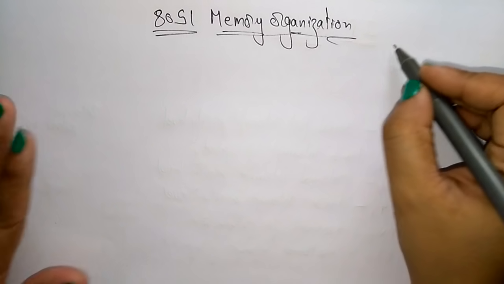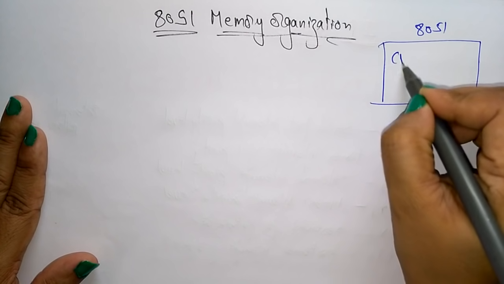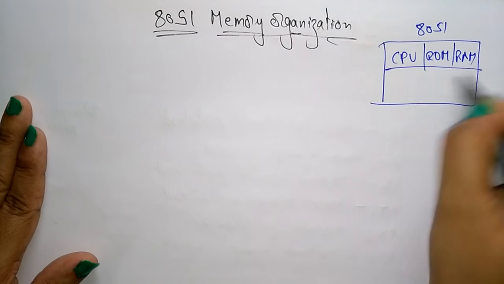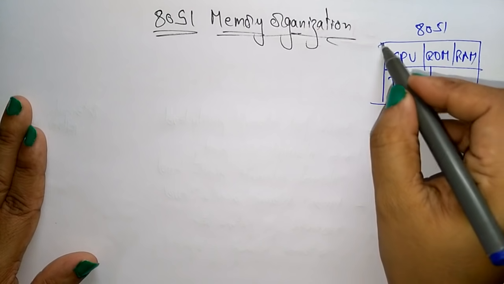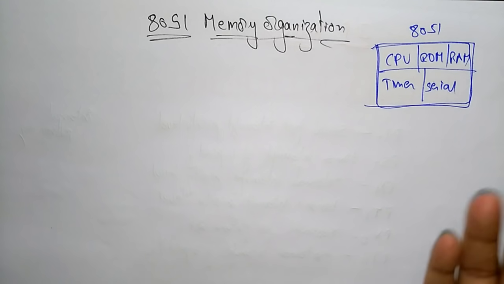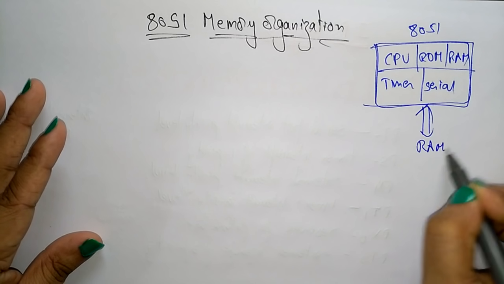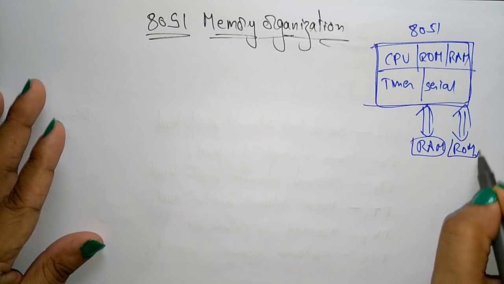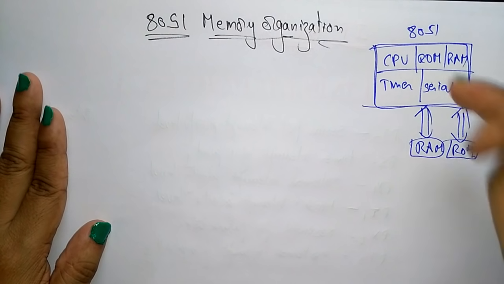So I already said this 8051 microcontroller is everything is inside, means the CPU, ROM, timers, serial ports, everything will be present inside the chip. So inside or outside, whatever it may be, if you want you can add the external RAM and the ROM. Other than this, you can connect the external chips also. So how the memory is organized internally and externally.